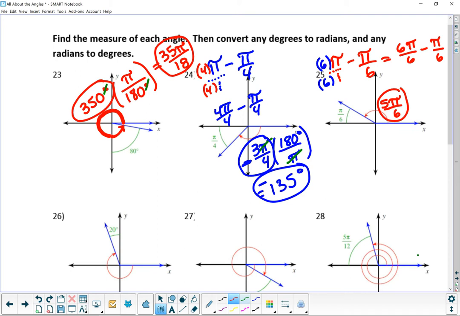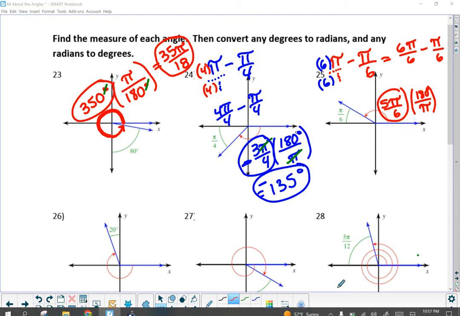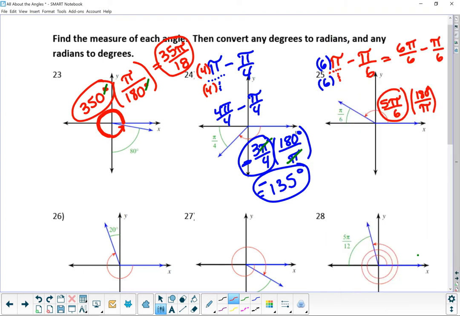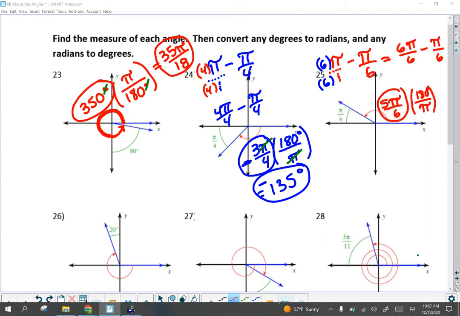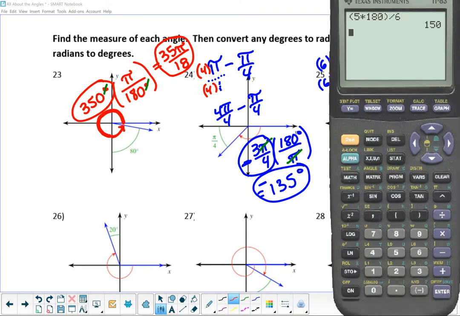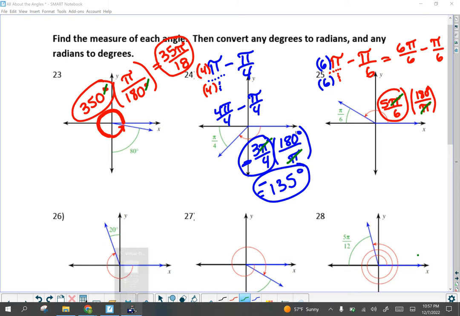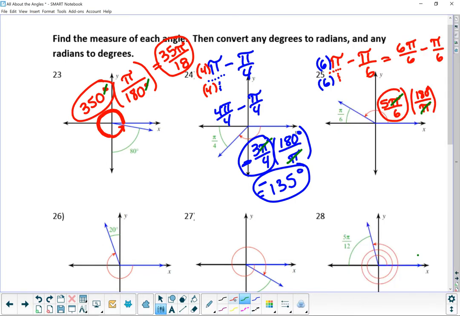Okay, but if I want to convert that to degrees, I need to multiply this by pi on the bottom because I need it to cancel out, and then 180 degrees on top. Okay, and then I'm going to use my calculator. Sorry, I'm going to use parentheses this time. I'm going to go 5 times 180, close it off, and then divide it by 6. And that gets me 150. And then again, the pi's cancel out, so I am left with just degrees. So my answer is 150 degrees.